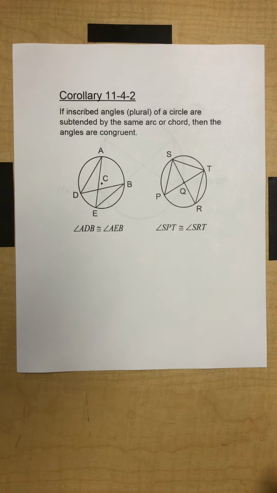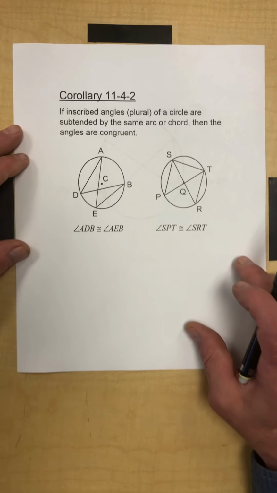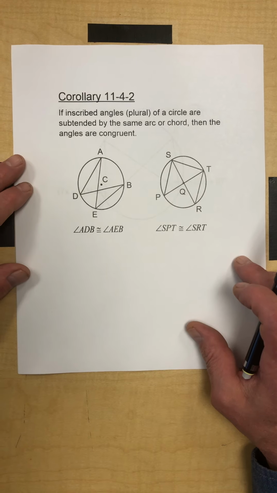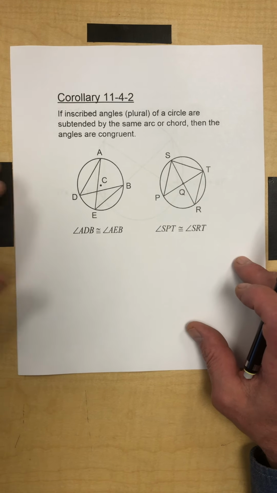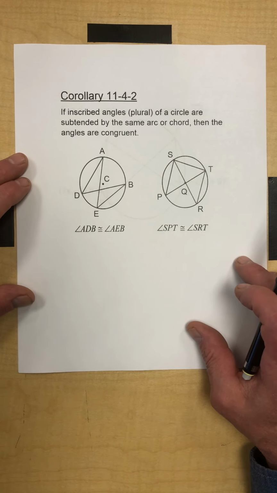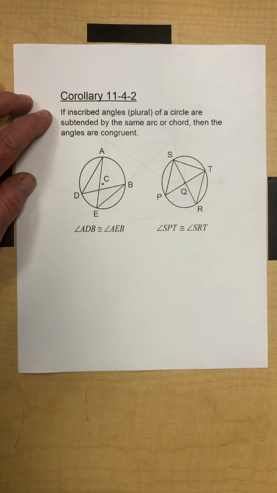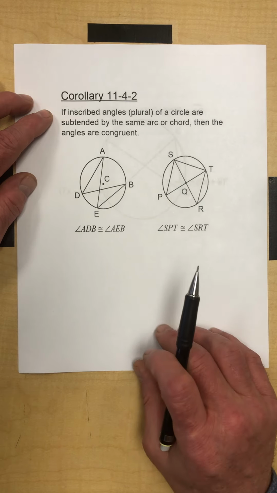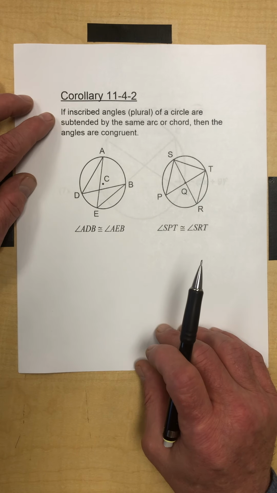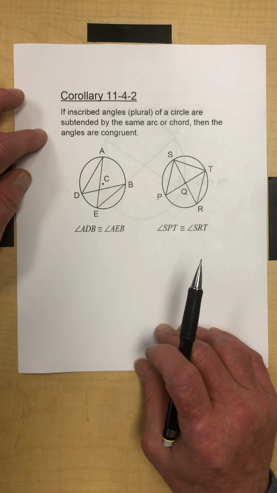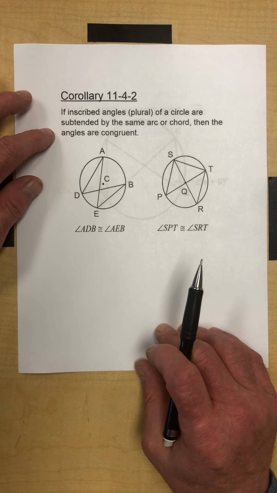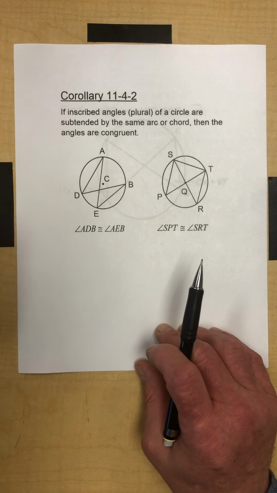So we get this theorem, which your book calls a corollary. Remember, corollaries are just theorems that result directly from other theorems. If we have two or more inscribed angles, notice it has to be plural, in the same circle, and they are subtended by the same arc or chord, then the angles have to be congruent.